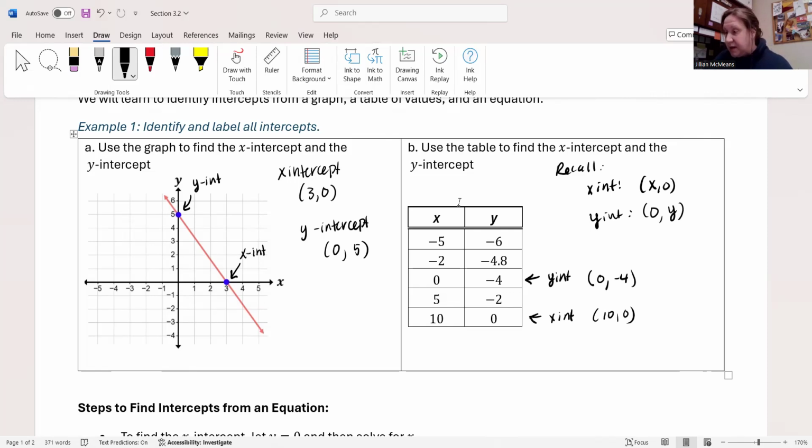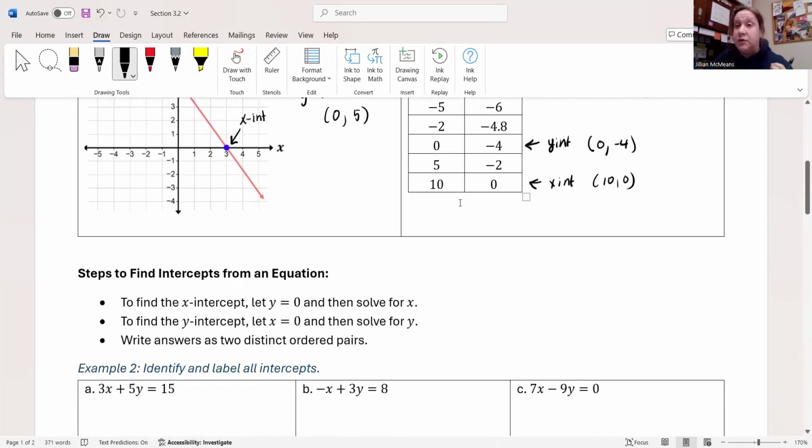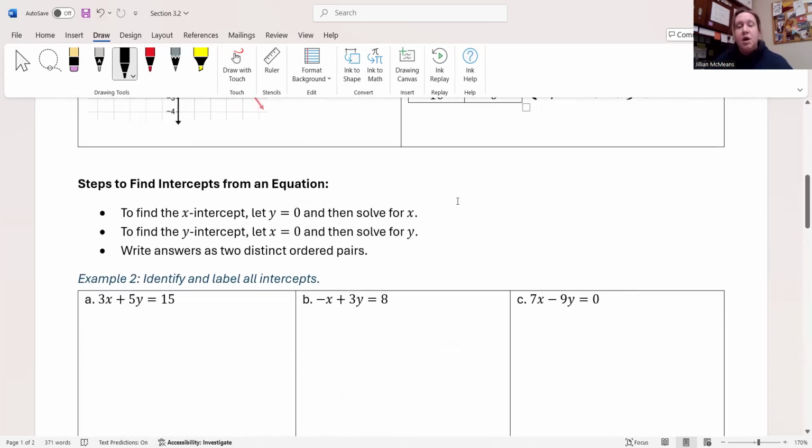Now, I was originally going to make a second video for this next example, but I think we've got time. This will be a nice link. So let's go ahead and look at finding intercepts from equations. Now, when you have an equation, you've got to do some work to get your x-intercept. It's not quite so obvious as it is from a graph or a table of values, but it's still not hard to do.